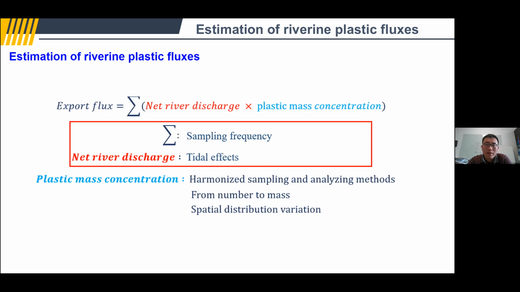So this is the summary. The first is the sampling frequency. This could be seasonal or even monthly sampling, and apparently this indicates the temporal scale. Also, for the net river discharge, the tidal effects should be considered. For the plastic mass concentration, there's something we need to stress, which I will introduce in the following.